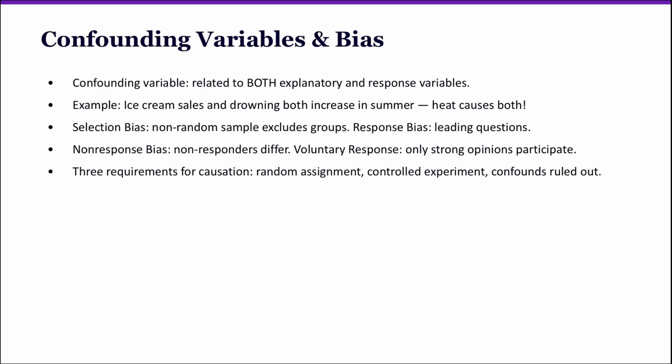So really, there are three requirements for causation. You have to have random assignment. It has to be a controlled experiment. You're going to control your confounding variables. You're going to make sure you don't have confounding variables messing with your study, and you're going to have the confound ruled out. And the experiment has to be controlled, so you're going to make sure you don't have any other variable there that's also interfering with the process.